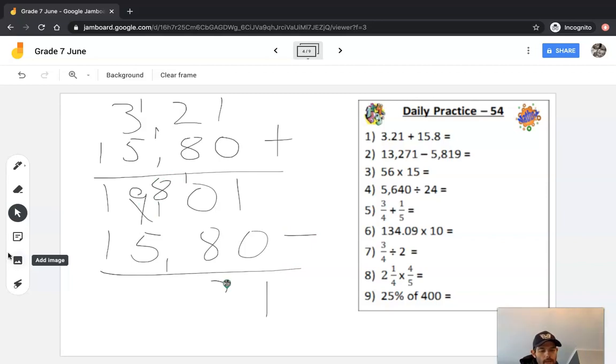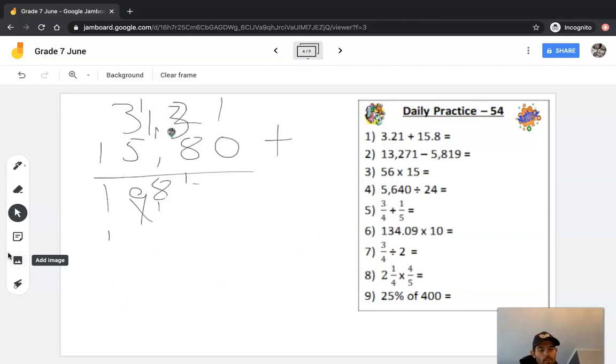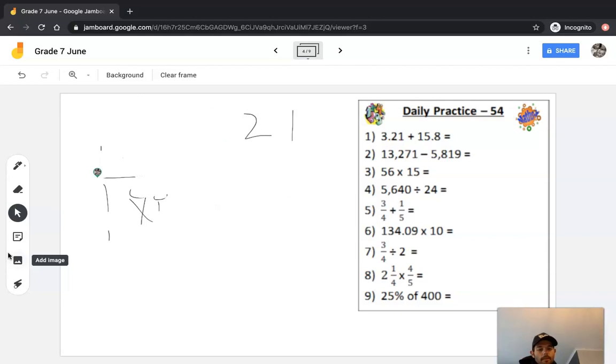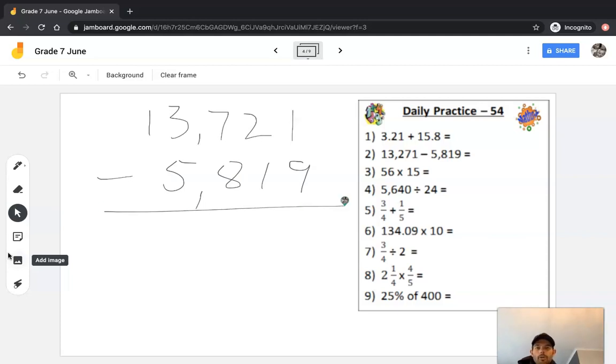And let's see what we get. We get 3,21. So my original calculation must be correct. Okay, your second question for the day is subtraction. We are subtracting 13,721 and 5,819. Okay, and again, make sure the numbers are in the correct columns.